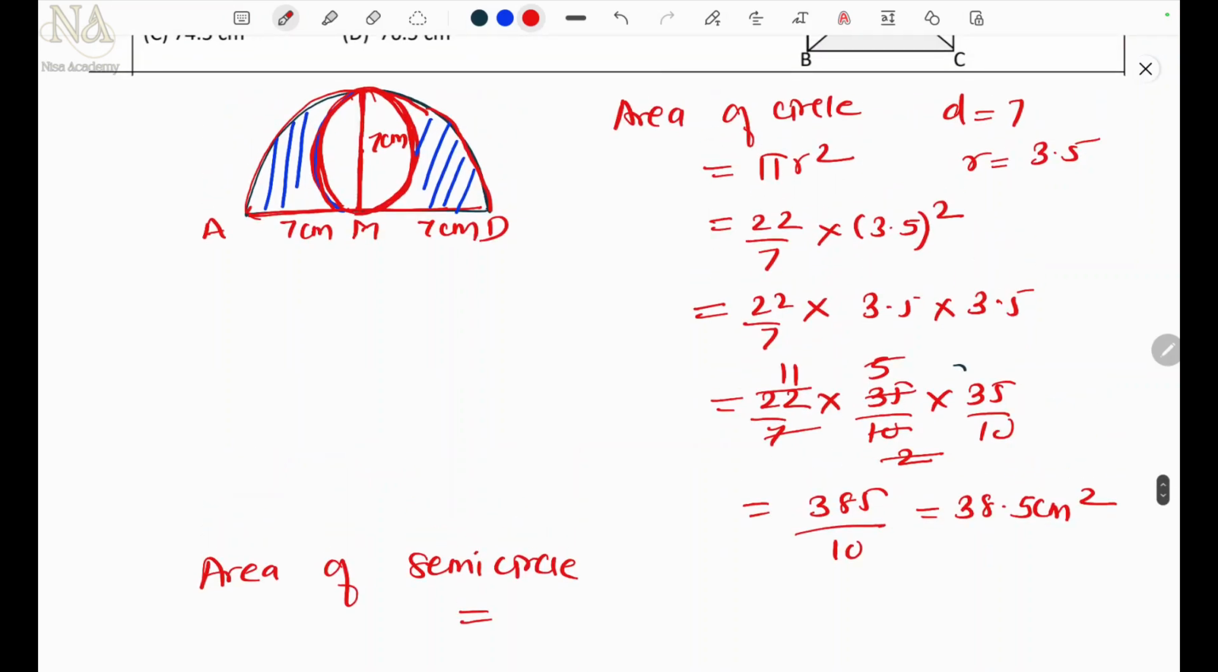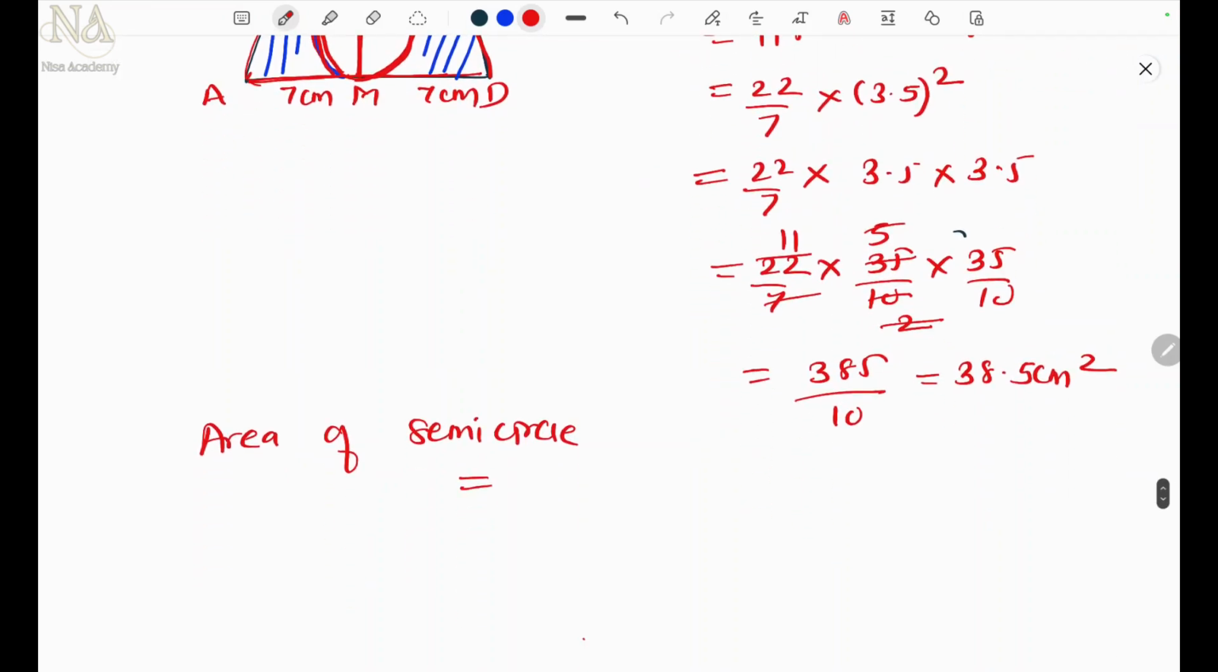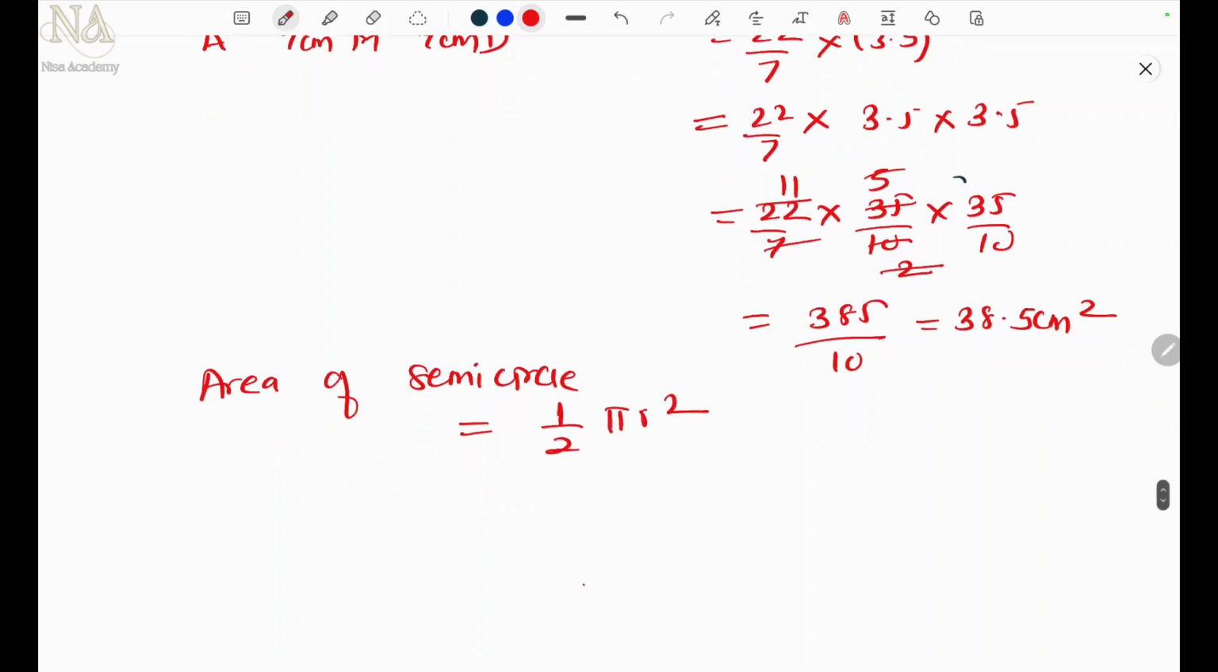So area of circle is pi r square. So semi means half. So it is half into pi r square. So half into 22 by 7. R is what? Yes, 7 into 7. 7 7s are, 11s are. So 77 centimeter square.